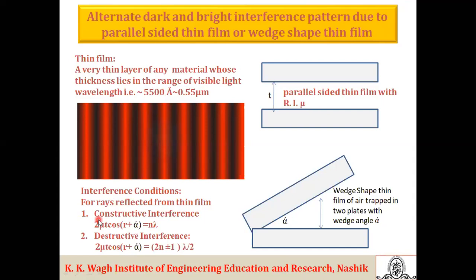The mathematical condition for constructive interference: this bright belt will be observed only when this condition is satisfied. It is 2 mu t cos(r + alpha) for wedge-shaped thin film, equal to an integral multiple of wavelength. While destructive interference will be observed when this 2 mu t cos(r + alpha) is equal to an odd integral multiple of half wavelength.